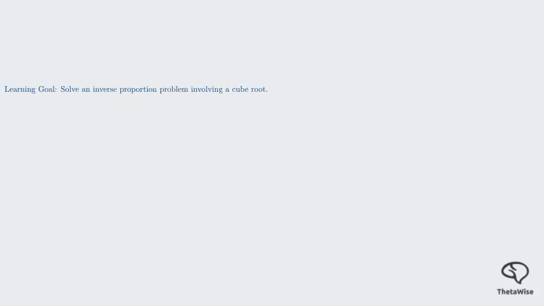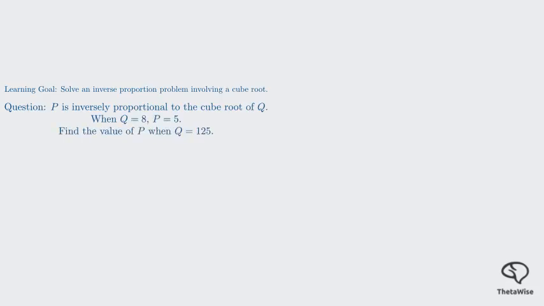Let's try a more challenging example involving inverse proportion and a cube root. This often catches students out, so pay close attention to the setup. Here is our question. P is inversely proportional to the cube root of Q. When Q equals 8, P equals 5. Find the value of P when Q equals 125.